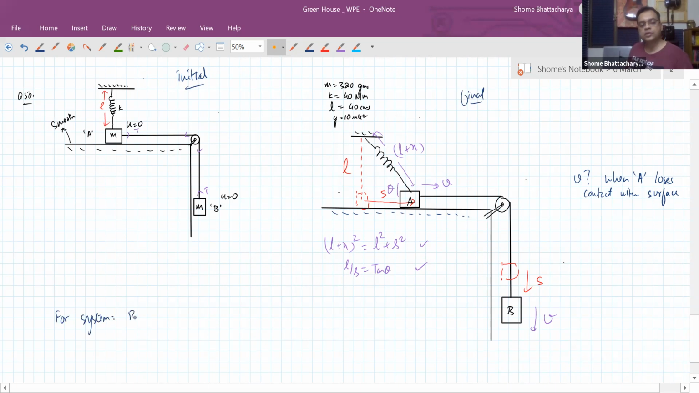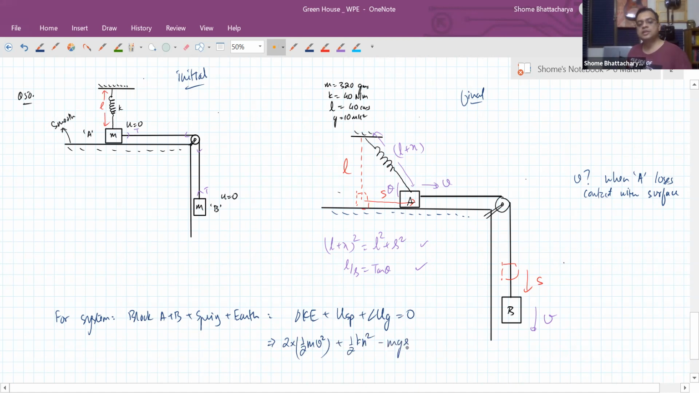consisting of the blocks A plus B plus the spring plus the earth, for that system, change in kinetic energy plus change in elastic potential energy of the spring plus change in gravitational potential energy for B is equal to 0. Okay. So this is 2 times half mv square, the change in kinetic energy, plus half kx square minus mgs is equal to 0. That's our first equation.